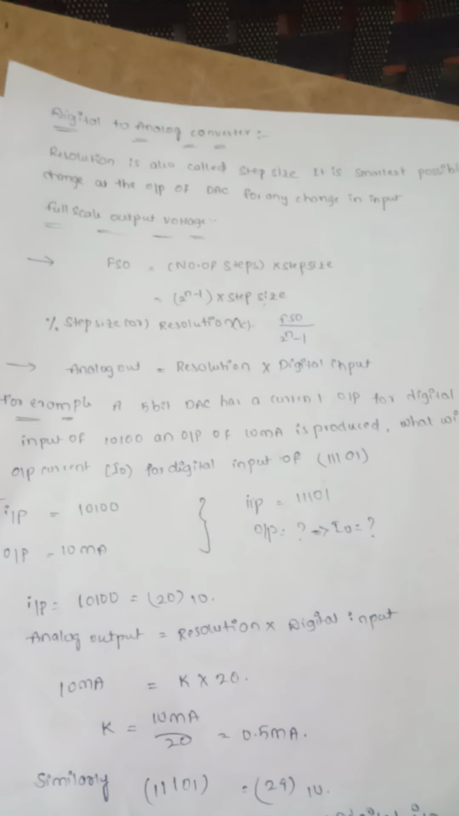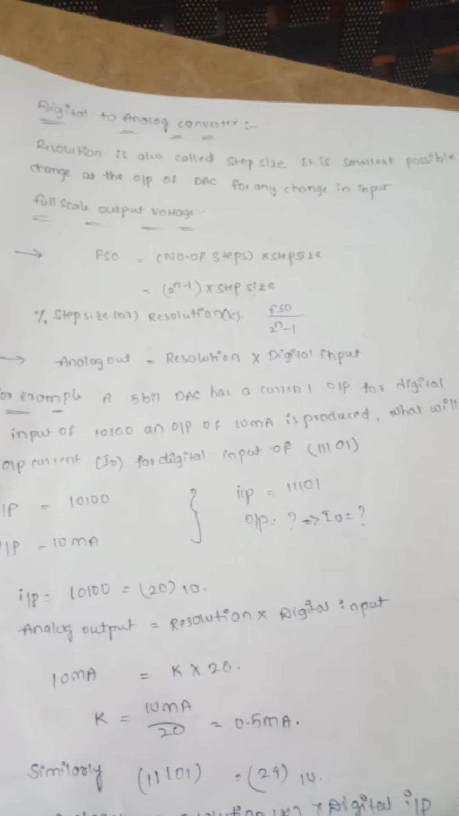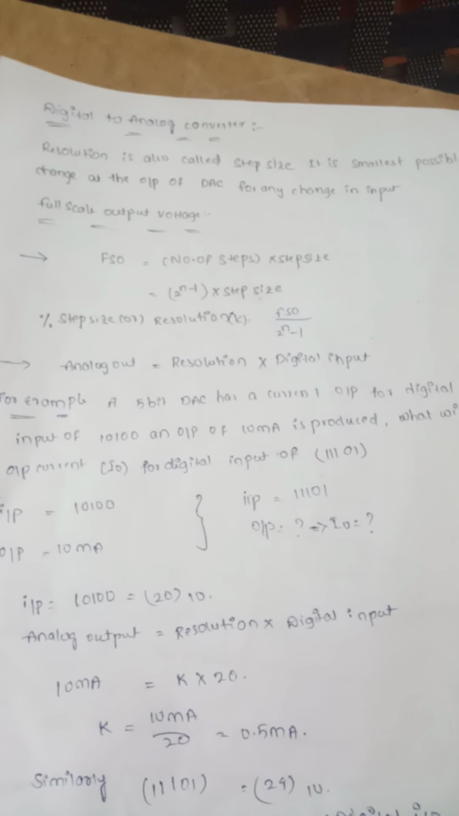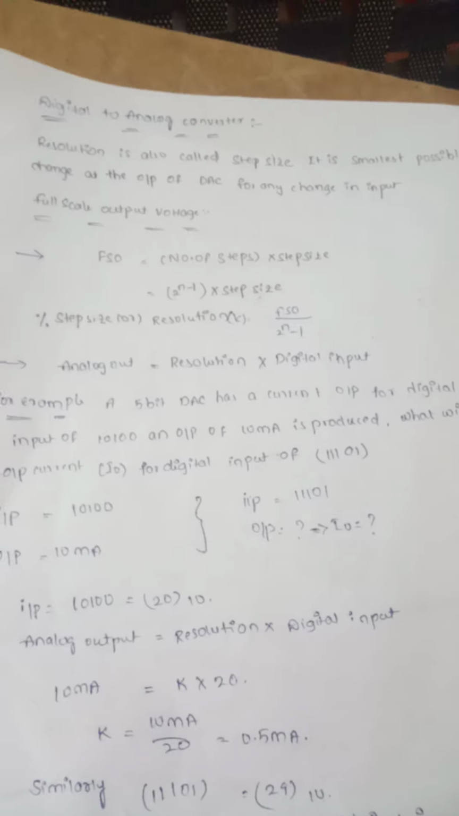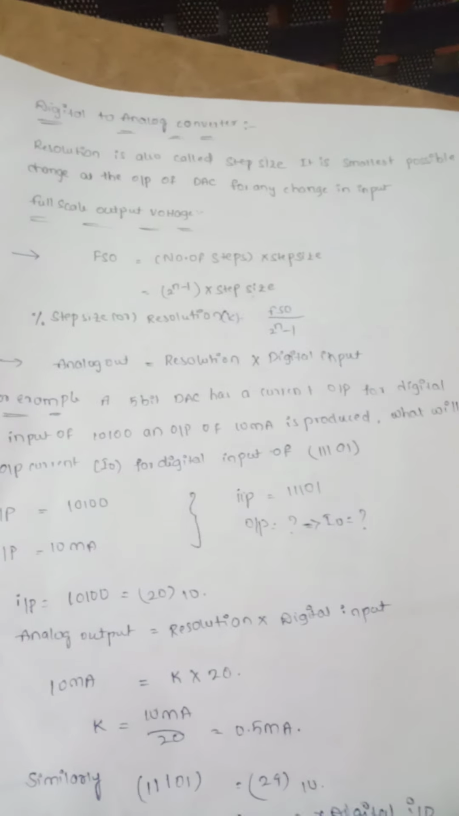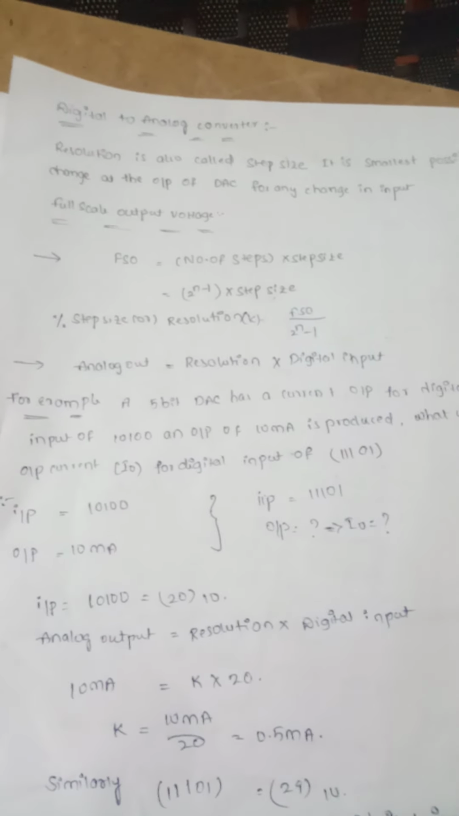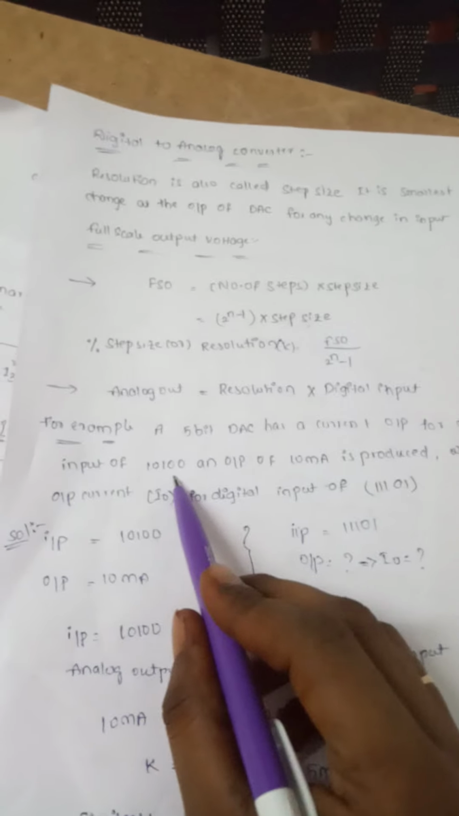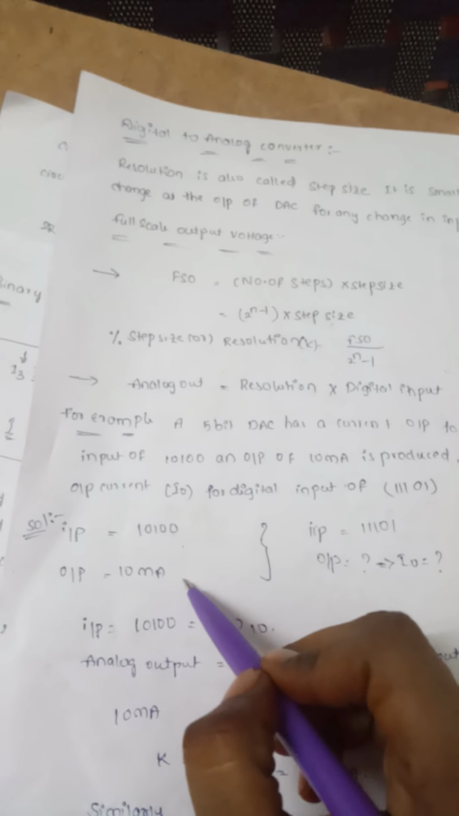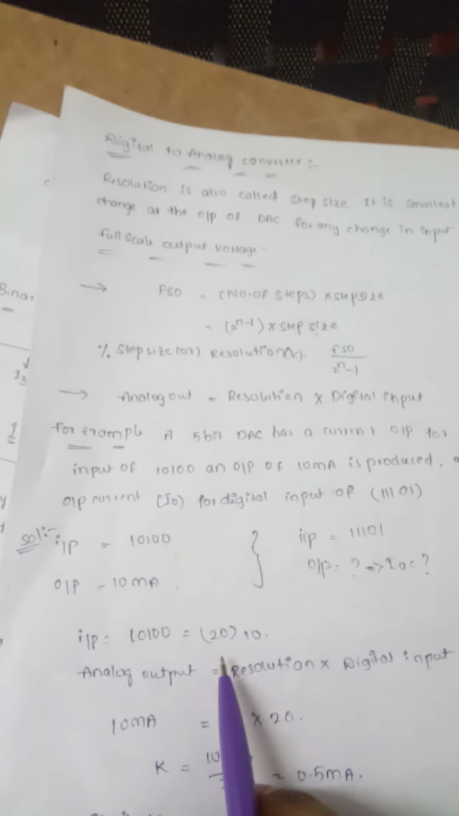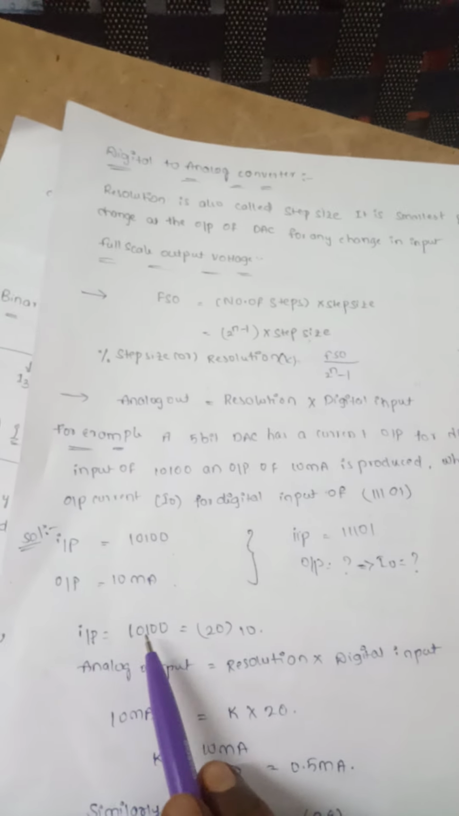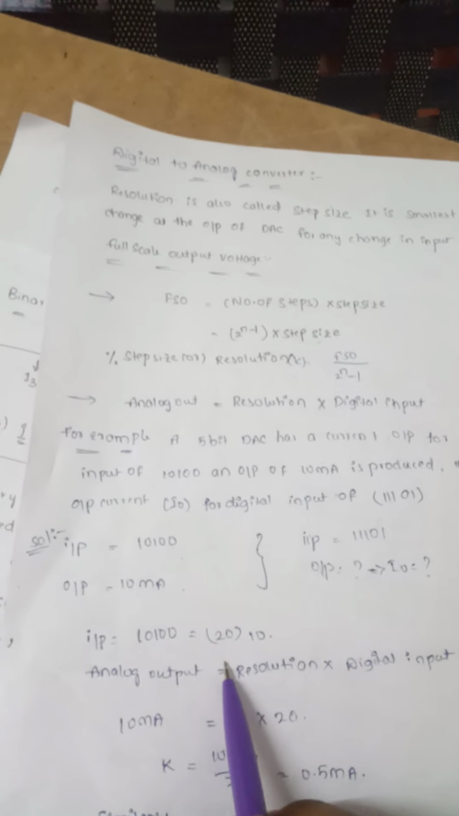For example, a 5-bit digital to analog converter has a current output, for a digital input of 10100 an output of 10 milliamps is produced. What will be the output I0 for the given input? Actually, initially what is the input here? 10100. For this the output is 10 milliamps. That input is converted first into decimal. So 10100 is equal to 20.